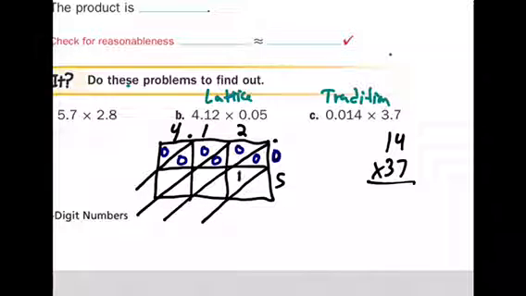And 5 times 2 is 10. 5 times 1 is 5. 5 times 4 is 20. Going to add those up. I get 0, 6, 0, 2.